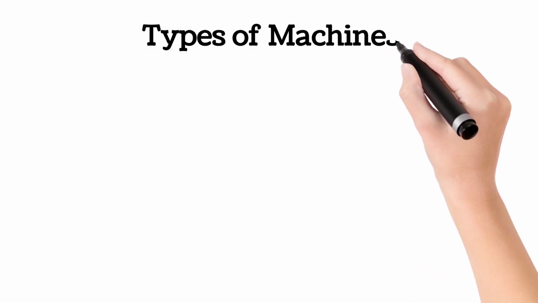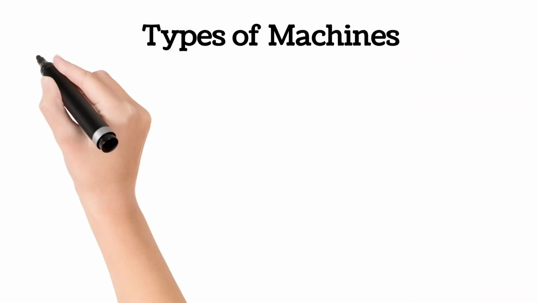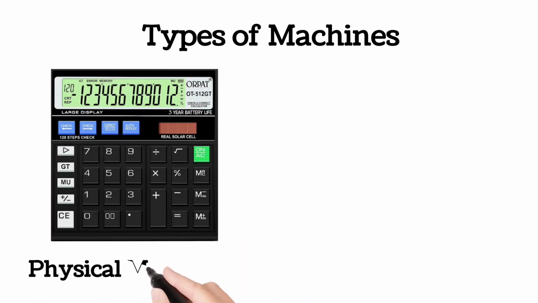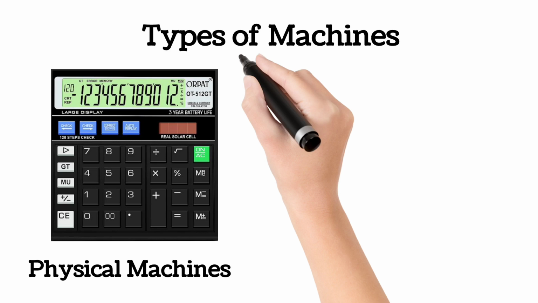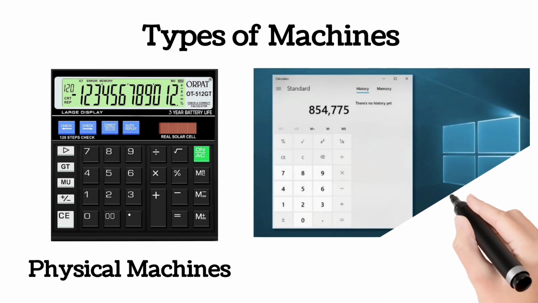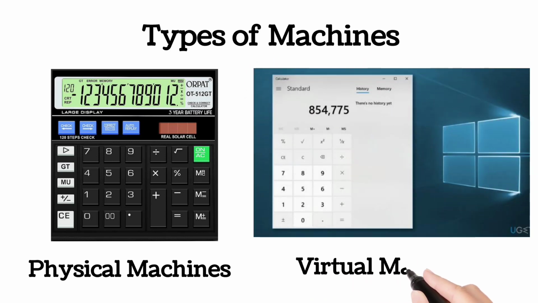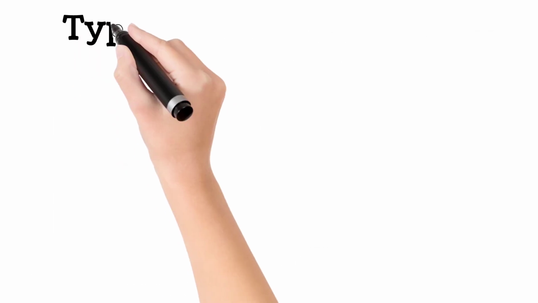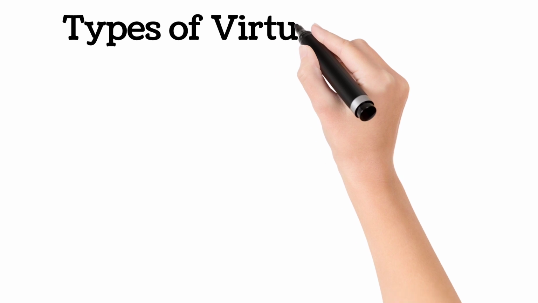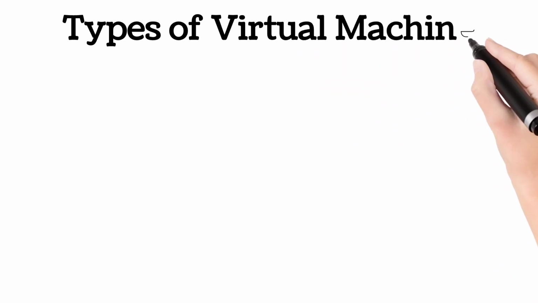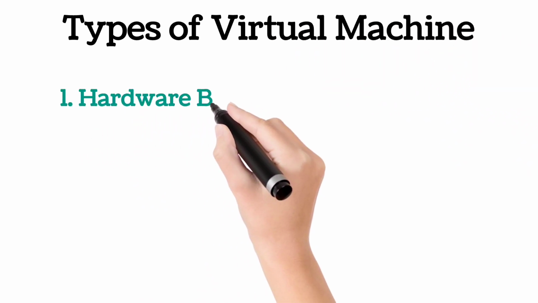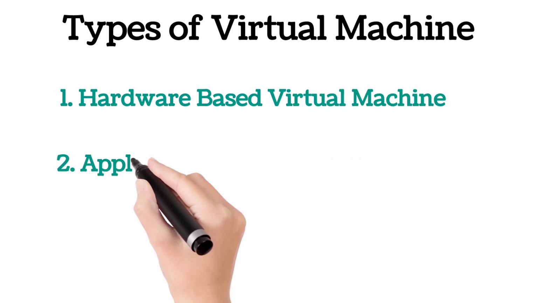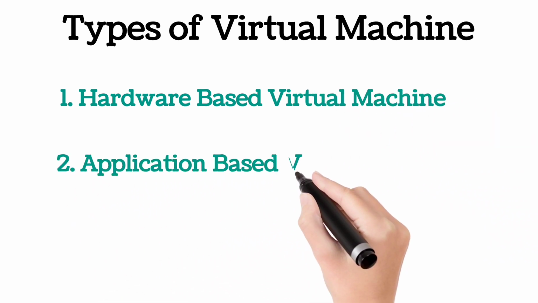Before starting with the virtual machine, we should know the types of machines. The first one is a physical machine, which is physically present, like a calculator. The other one is a virtual machine, which is not physically present but does all the calculations like a physical machine. Now the types of virtual machines. The first one is hardware based virtual machine. The second one is application based virtual machine.